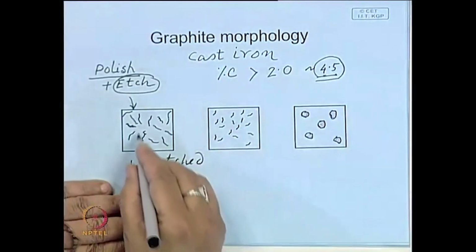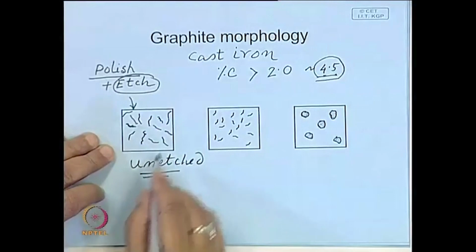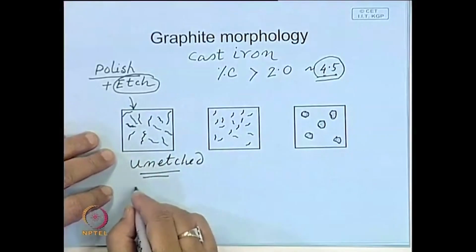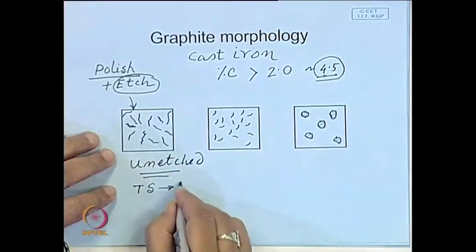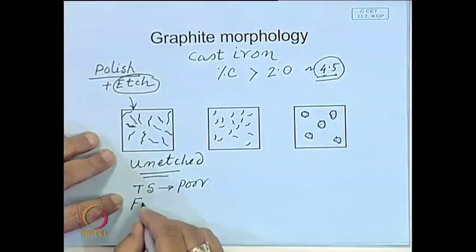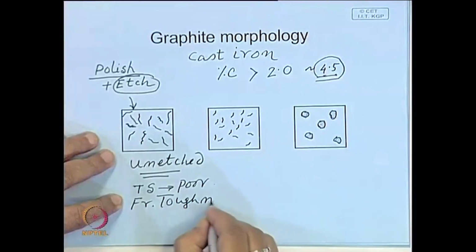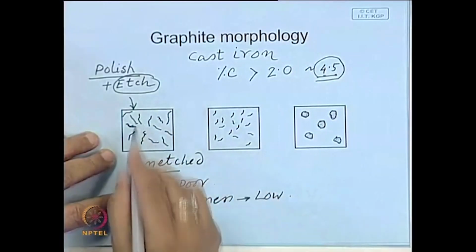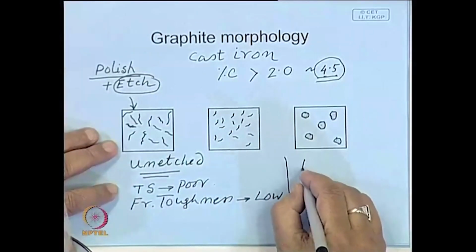So, the difference is if a material has this kind of flaky structure, they are like fine micro cracks. So, the properties that you expect, they will have poor tensile strength, they will fracture easily, and the fracture toughness will be very low, but the presence of this kind of graphite phase gives cast iron a very good property called damping property.